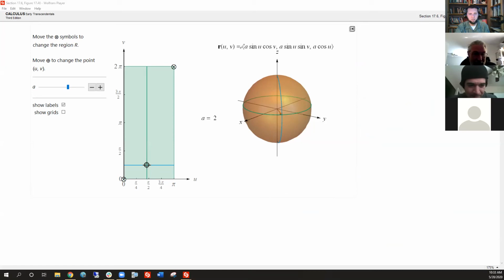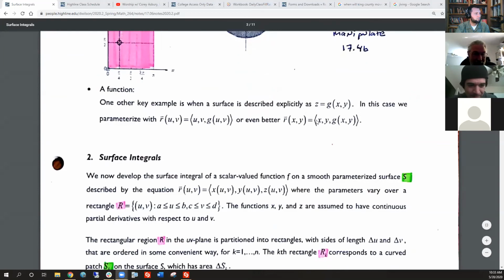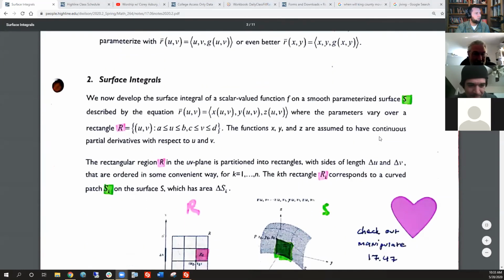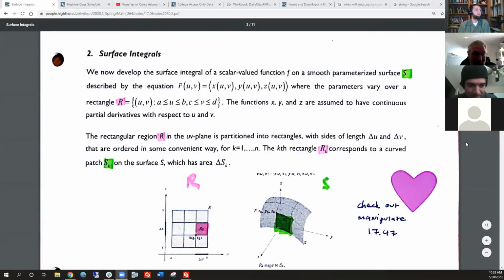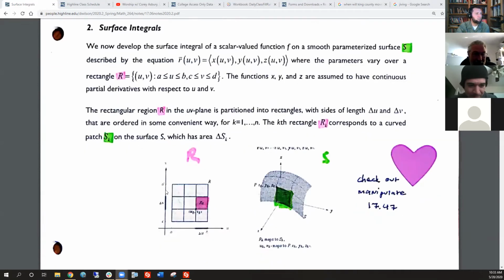Let's see how we're doing on our notes. All right, so surface integrals. We now develop the surface integral of a scalar valued function f on a smooth parametrized surface S, described by the equation r of u, v, where the parameters vary over the rectangle R. The functions x, y, and z are assumed to have continuous partial derivatives with respect to u and v. So the rectangular region R in the uv plane is partitioned into rectangles.